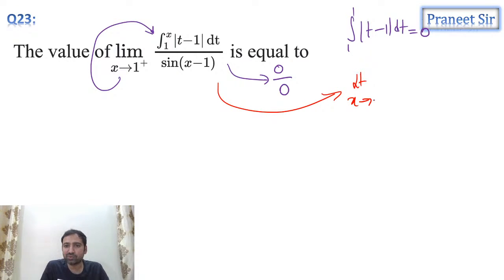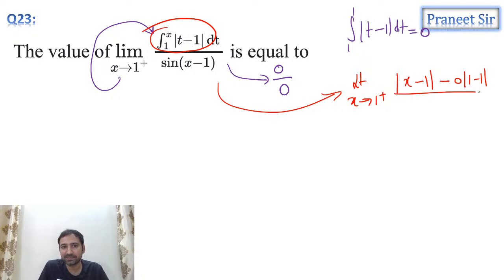Limit x is tending to 1 plus. So here we need to apply Leibniz rule, guys. What is Leibniz rule? Whenever limits are in the function of x, and if I want to differentiate with respect to x, we need to apply Leibniz rule. According to the Leibniz rule, upper limit differentiation, which is 1, into, in place of t, we need to substitute upper limit, minus lower limit differentiation into, in place of t, you need to substitute lower limit. That's what we're getting. By sin x minus 1 differentiation, which is cos x minus 1.